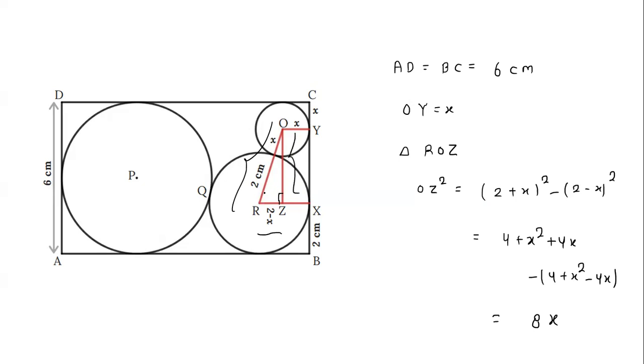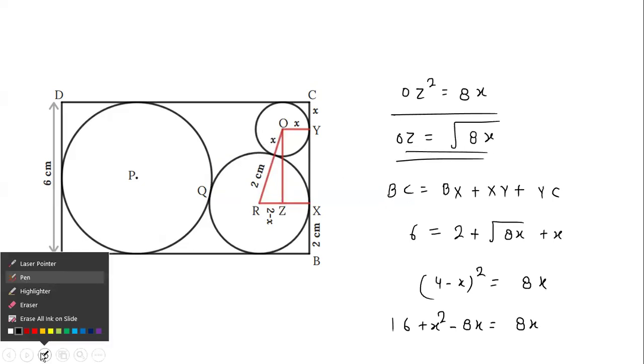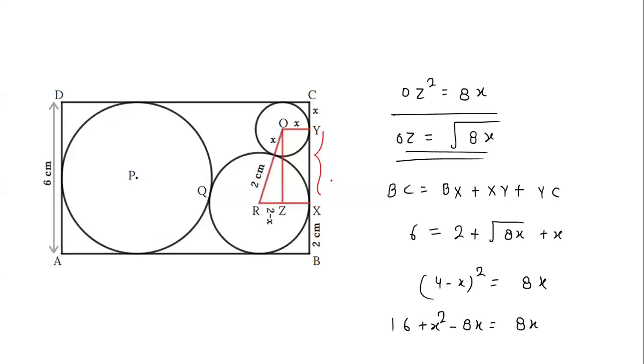So we can directly find out this OZ distance by applying the Pythagorean theorem. So OZ square is simply 2 plus X whole square minus 2 minus X whole square, which is 4 plus X square plus 4X, minus 4 plus X square minus 4X. After simplifying, it will come as 8X. So OZ square is simply 8X, and after taking the square root, you can write OZ as root of 8X. So now you know this OZ distance, which is the same as XY distance, is root of 8X.